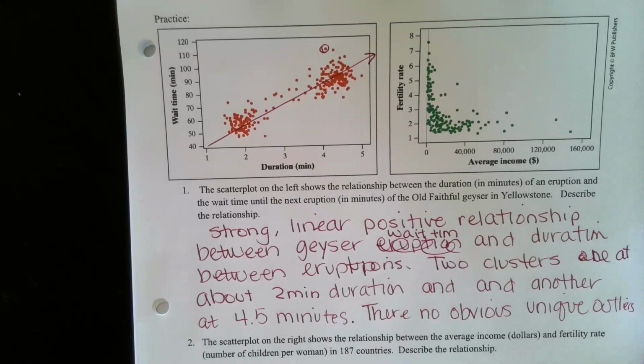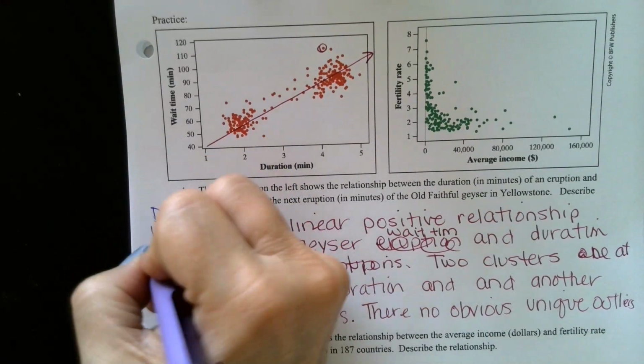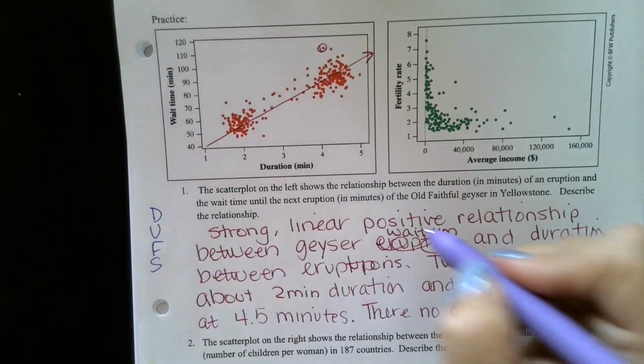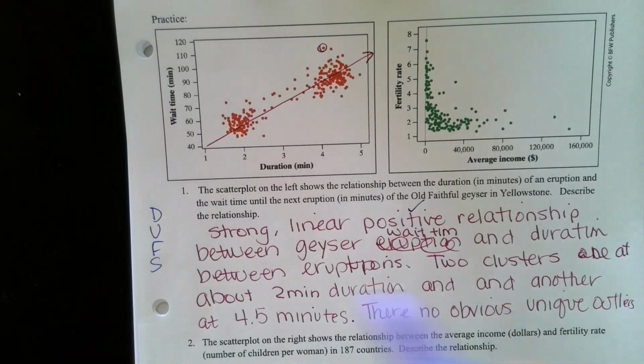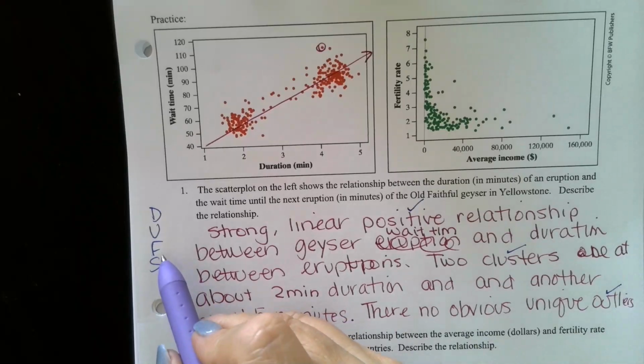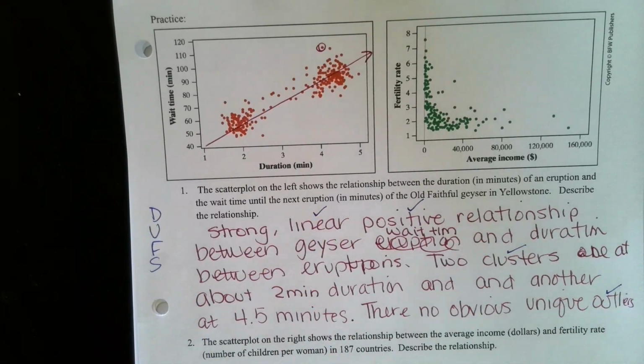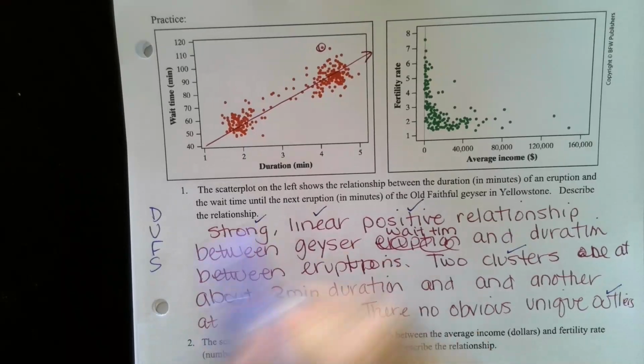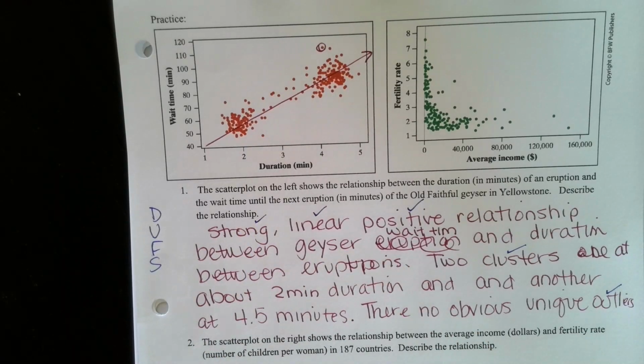All right, so let's make sure we have everything. DUFS: direction, so positive. Unique features, I talk about clusters and I say no obvious outliers. My form, I said linear, and the strength is strong. So I've got all of my parts there.